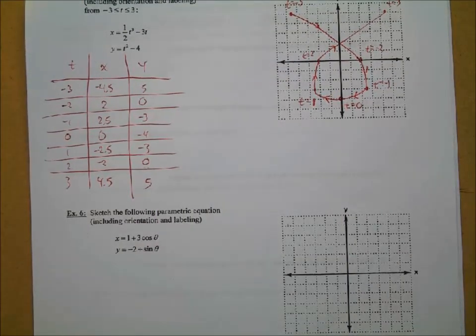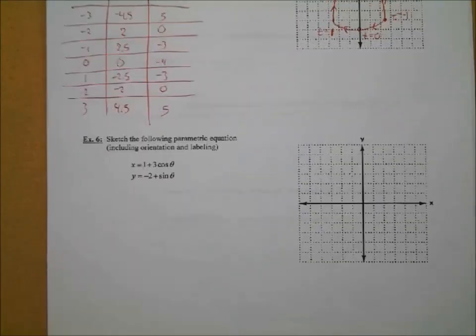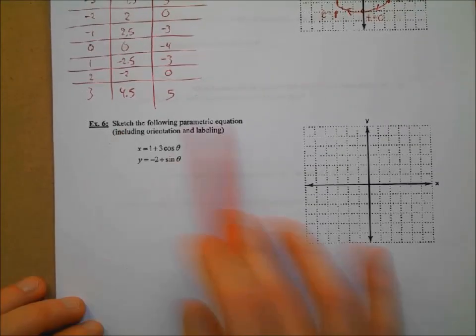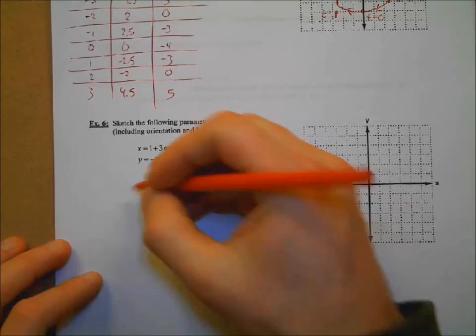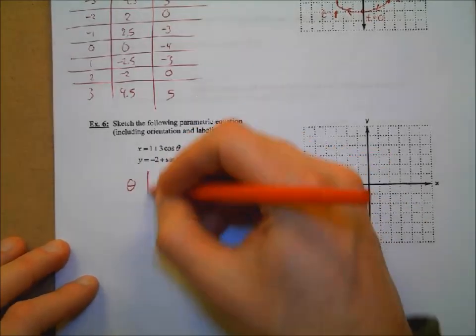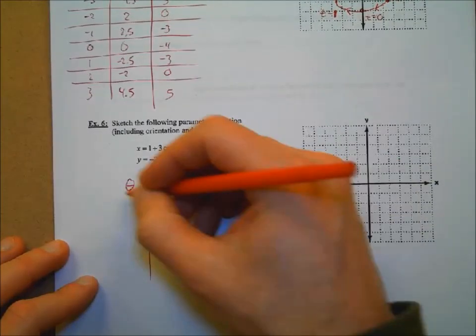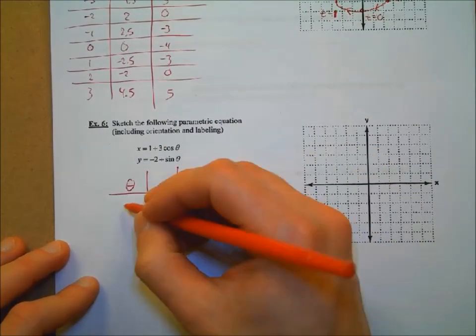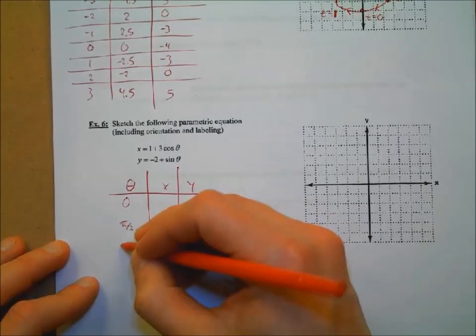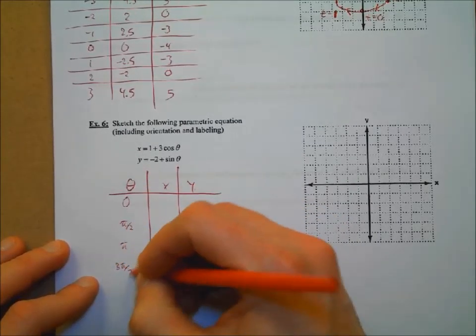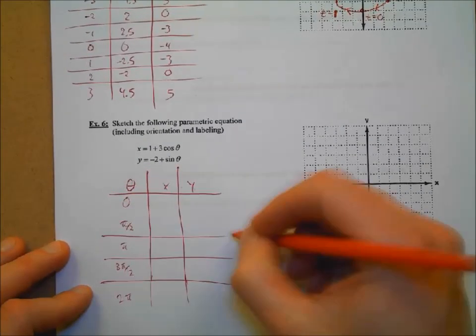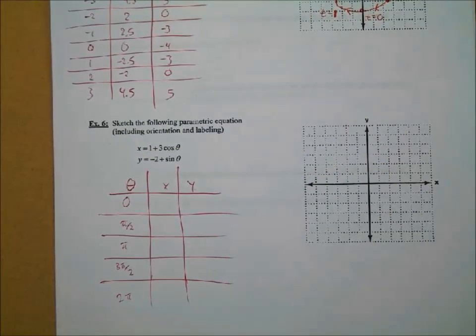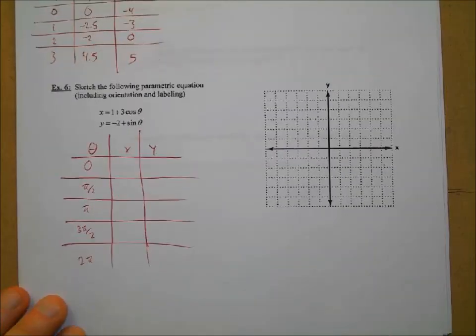All right. So let's go ahead and do this one here. It says sketch the following parametric equation, including orientation and labeling. So I'm going to go ahead and set the table for you, and I'll let you guys take this one away. There's only 4 points you'll have to evaluate here, so it won't be so bad. Okay, so 0, pi over 2, pi, 3 pi over 2, and we'll go up to 2 pi, right? Hopefully it will repeat itself after that point. So go ahead, see what you come up with.